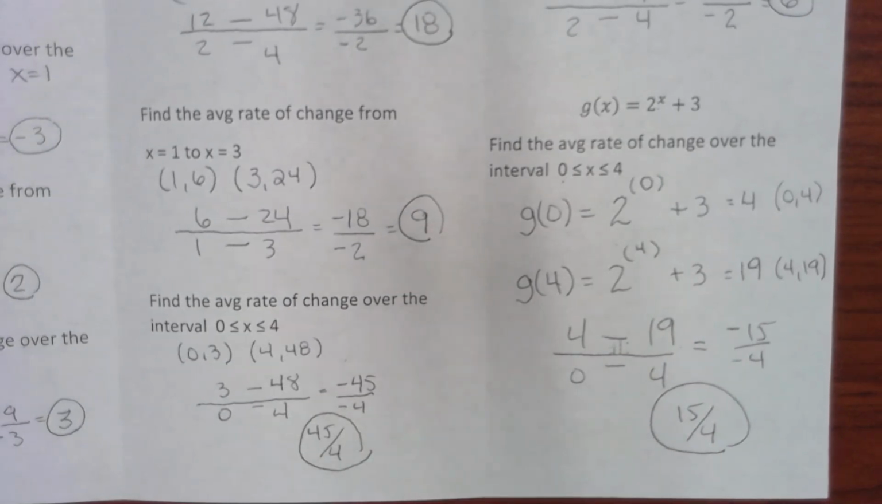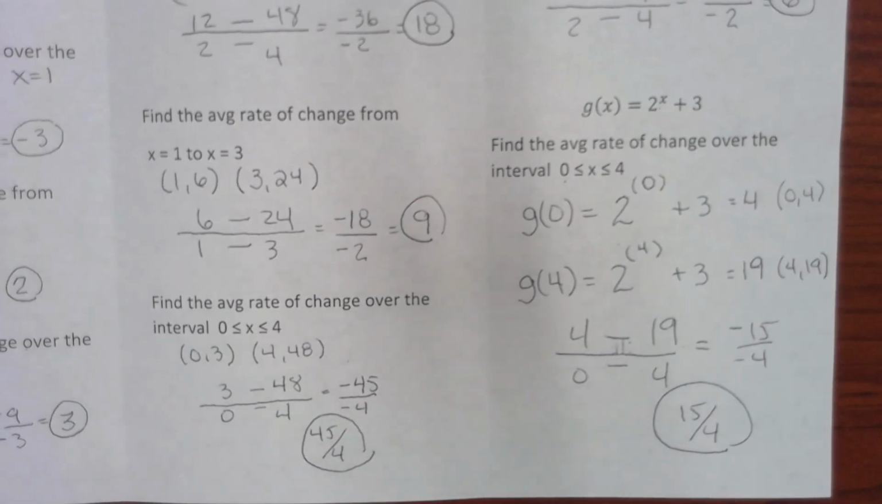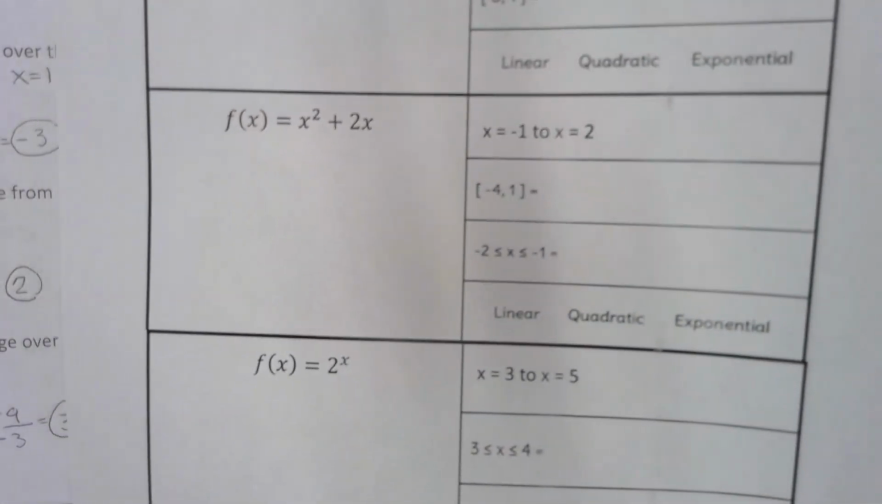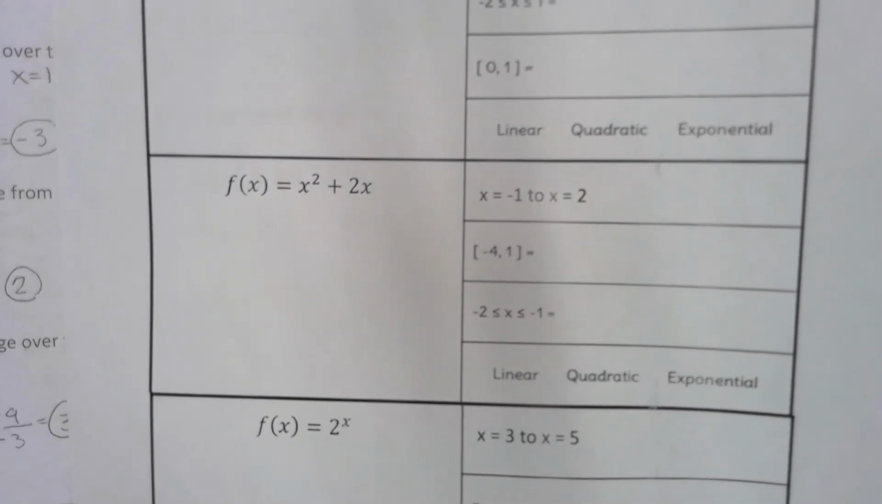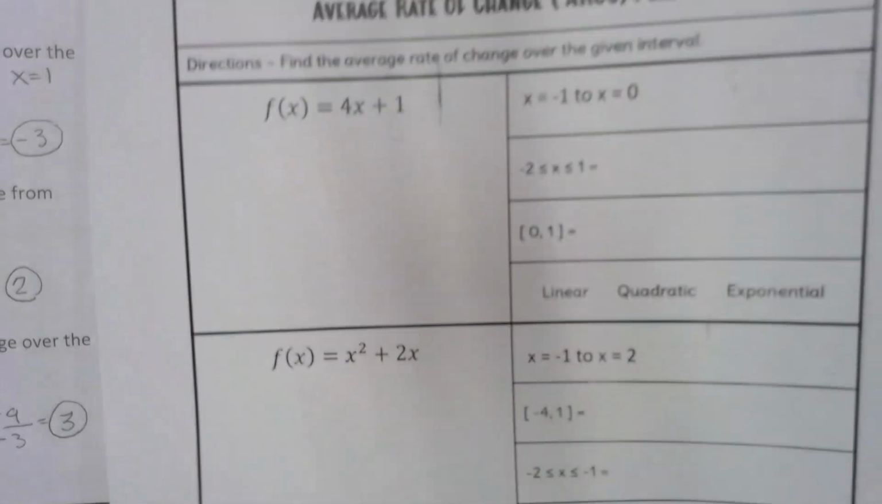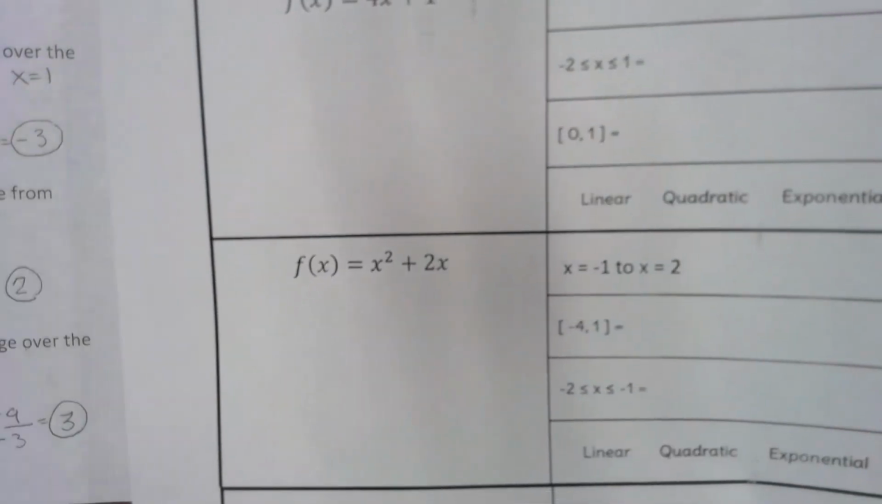Now what I want you to do is practice that. You'll be getting that sheet, and it's going to look like this. You are going to find your slopes, your average rates of change over these intervals, and then you're going to decide if these are linear, quadratic, or exponential. These should be pretty easy because you have the equations right in front of you.